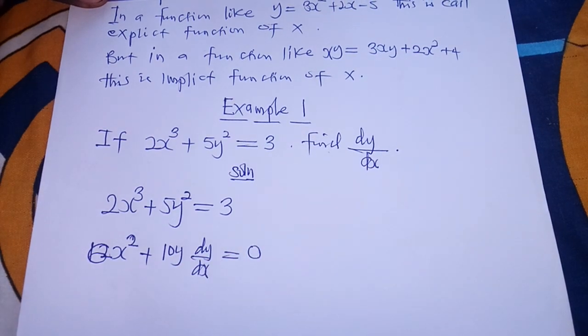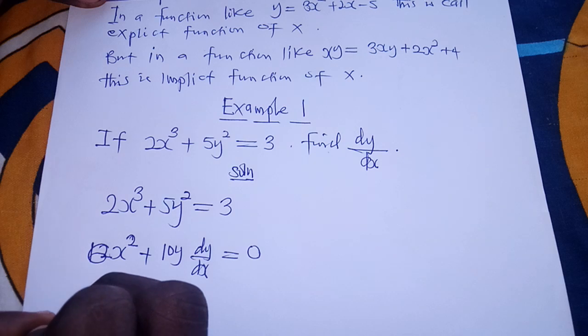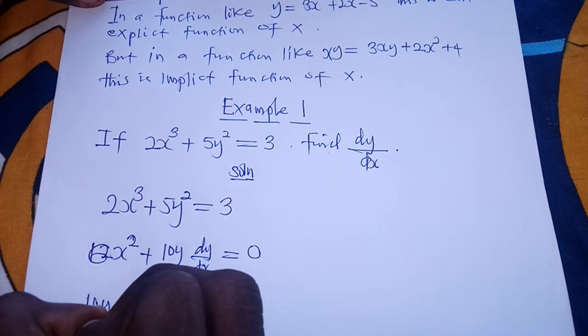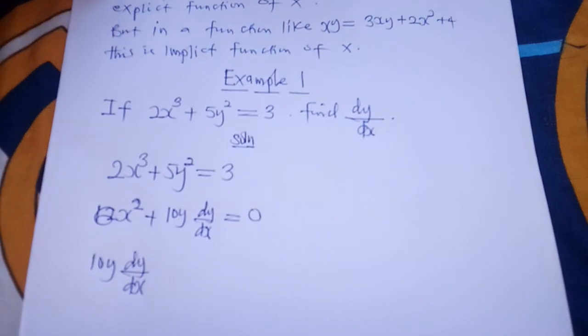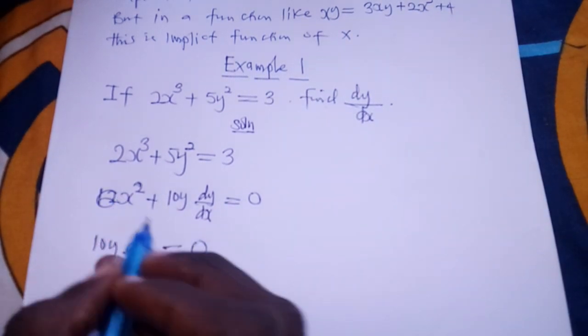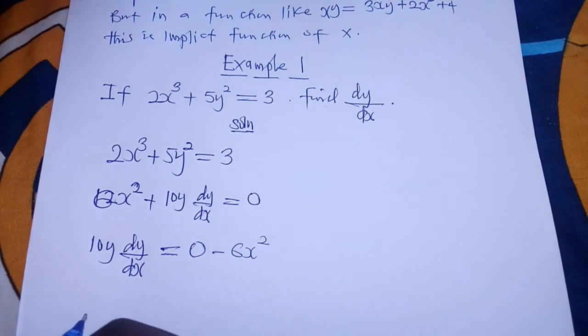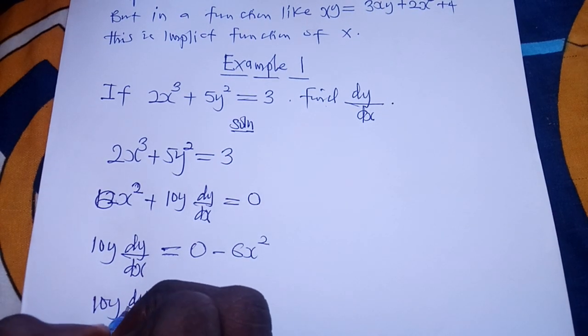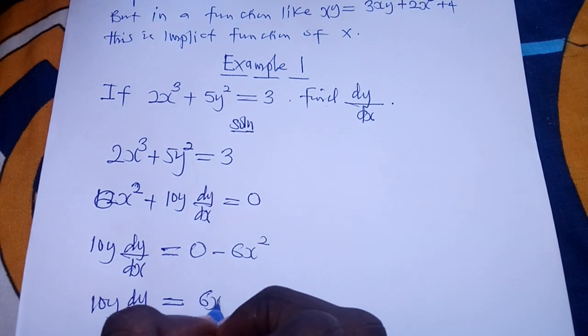Now what are we to do? We want to find dy upon dx. We try to collect our like terms. Then if you do, we say this is 10y dy upon dx equals 0, and when this 6x square moves, we are going to have minus 6x square. Then we have 10y dy upon dx. Then this becomes 0 minus 6x square giving you minus 6x square.